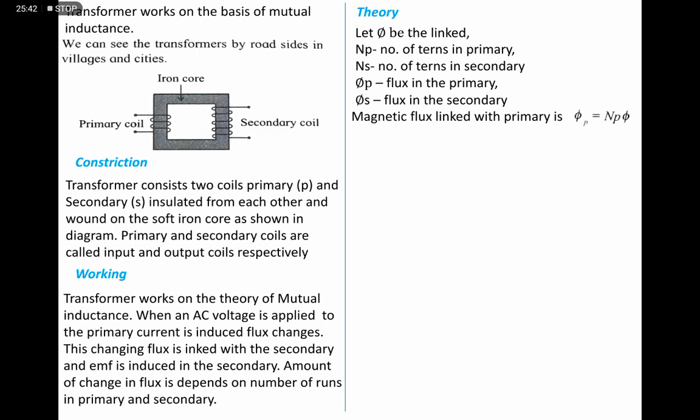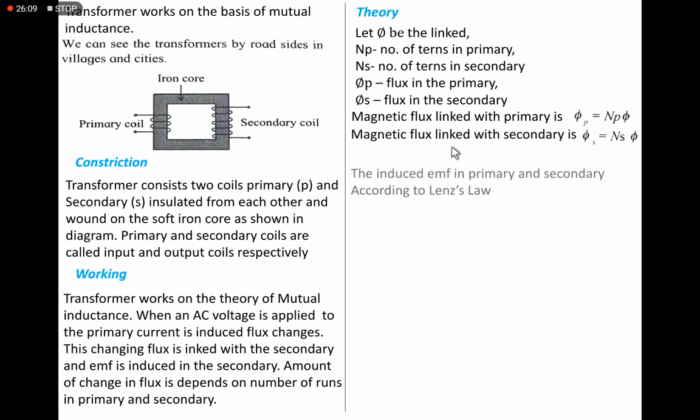Flux linked with the primary and secondary is phi, but flux in primary depends on the number of turns in the primary. So we'll write phi P is equal to NP phi. Similarly, we'll write the magnetic flux linked or induced or change in flux in the secondary is phi S is equal to NS into phi.